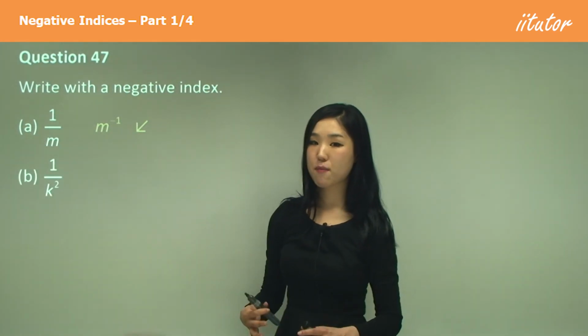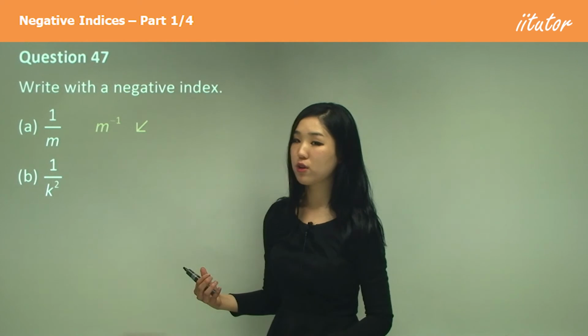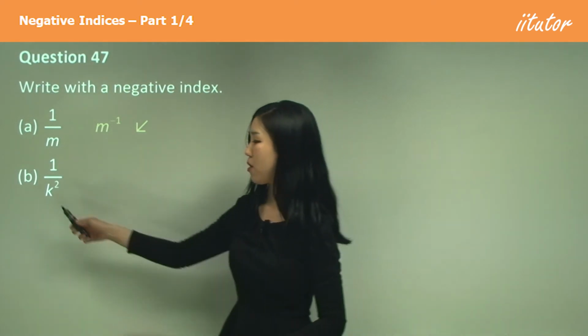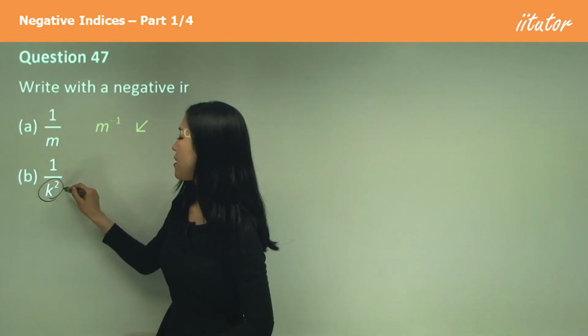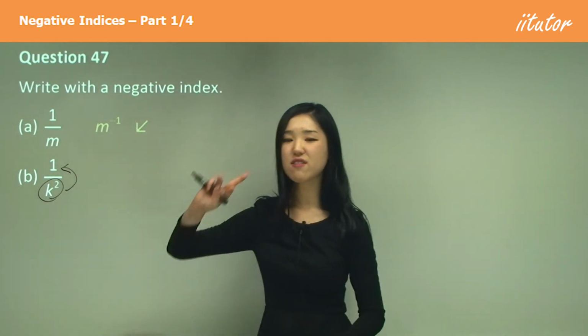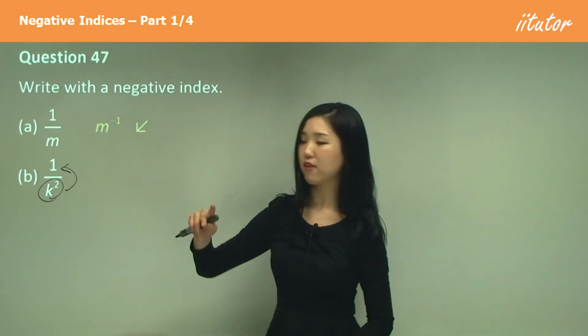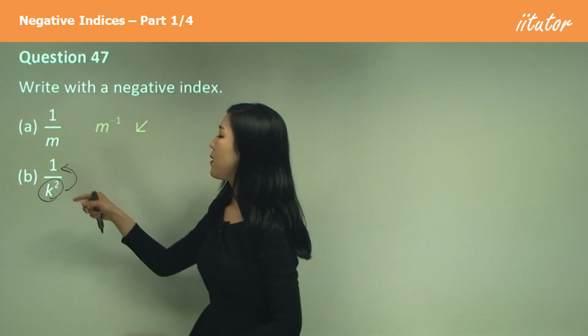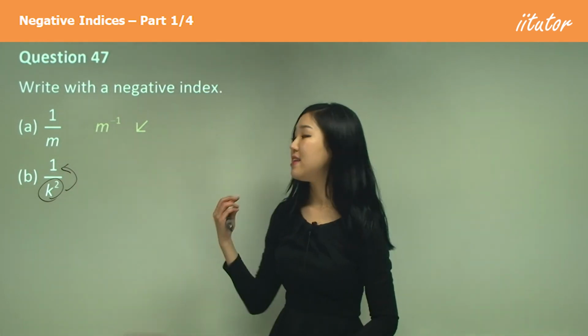1 over k to the power of 2. I don't want positive 2, I want negative 2. I don't want positive power, so I'll move that up. Or you can think of it as reciprocal, like flipping the fraction. So if I move that up, it's going to be k to the power of negative 2.